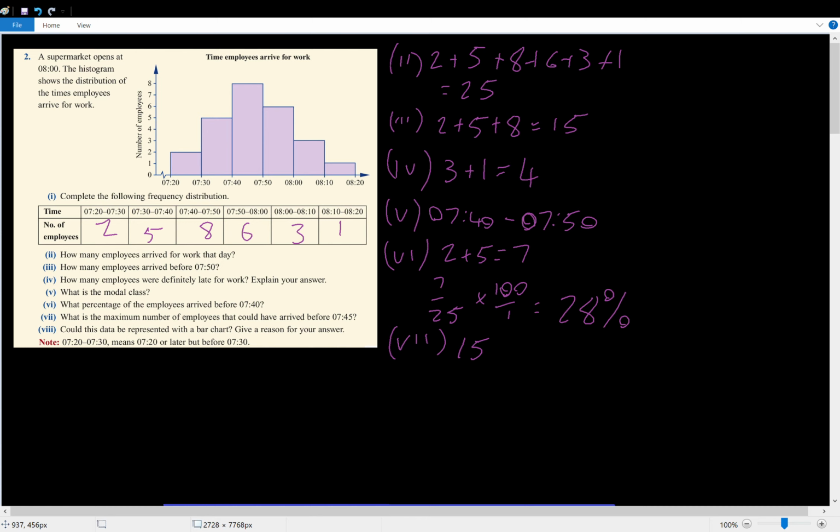So we could not represent that as a bar chart. A histogram makes more sense for this type of thing, especially considering that we're looking at time, which is a continuous measurement and not a discrete measurement. So that's why we couldn't really represent this as a bar chart. And that is that.